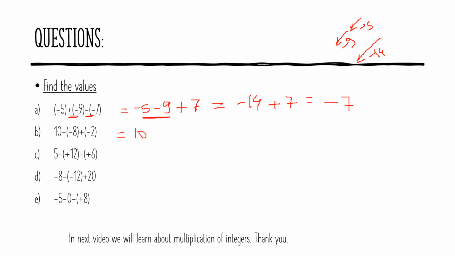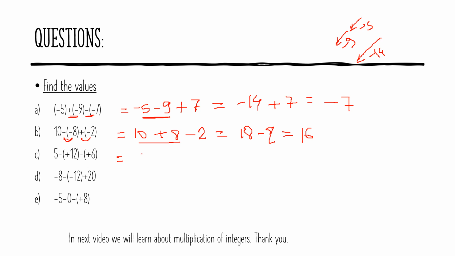10, let's write as it is, then minus minus, these two are of the same nature, so it will become plus 8. And then here we have plus and minus, different nature, so it will become minus, all according to the rules we discussed before. Now we deal with these two first. 10 plus 8 will be 18, then minus 2, and 18 minus 2 will be 16. This will be the answer. Likewise we can solve the others as well.